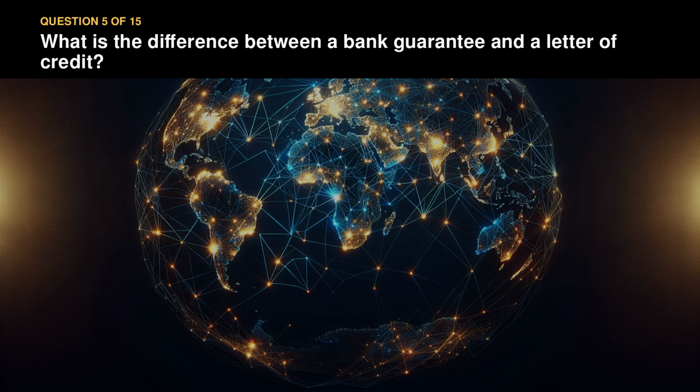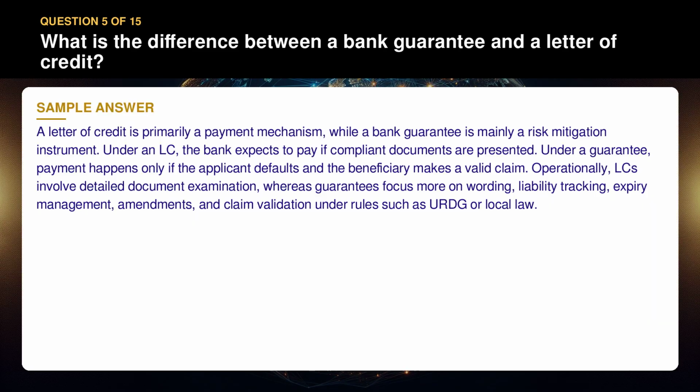Question 5. What is the difference between a bank guarantee and a letter of credit? A letter of credit is primarily a payment mechanism, while a bank guarantee is mainly a risk mitigation instrument. Under an LC, the bank expects to pay if compliant documents are presented. Under a guarantee, payment happens only if the applicant defaults and the beneficiary makes a valid claim. Operationally, LCs involve detailed document examination, whereas guarantees focus more on wording, liability tracking, expiry management, amendments, and claim validation under rules such as URDG or local law.